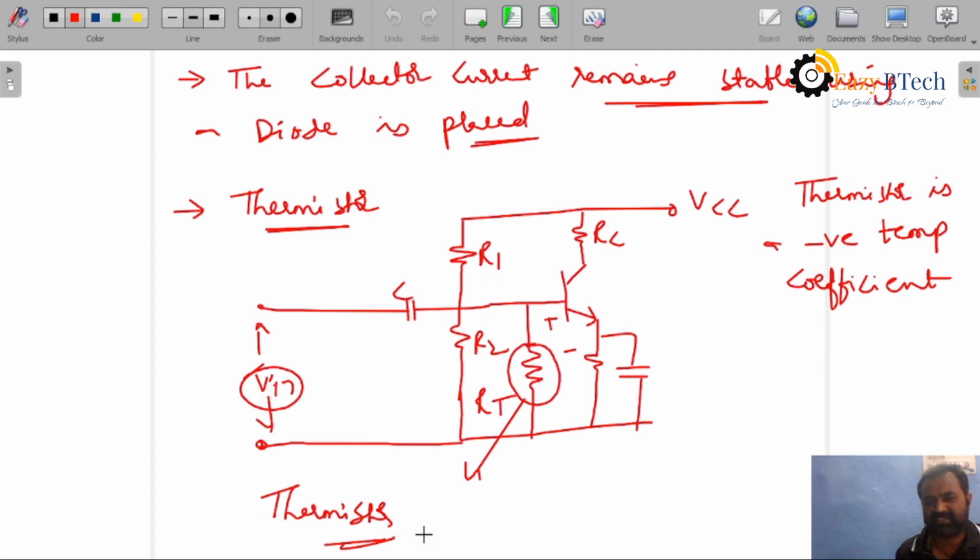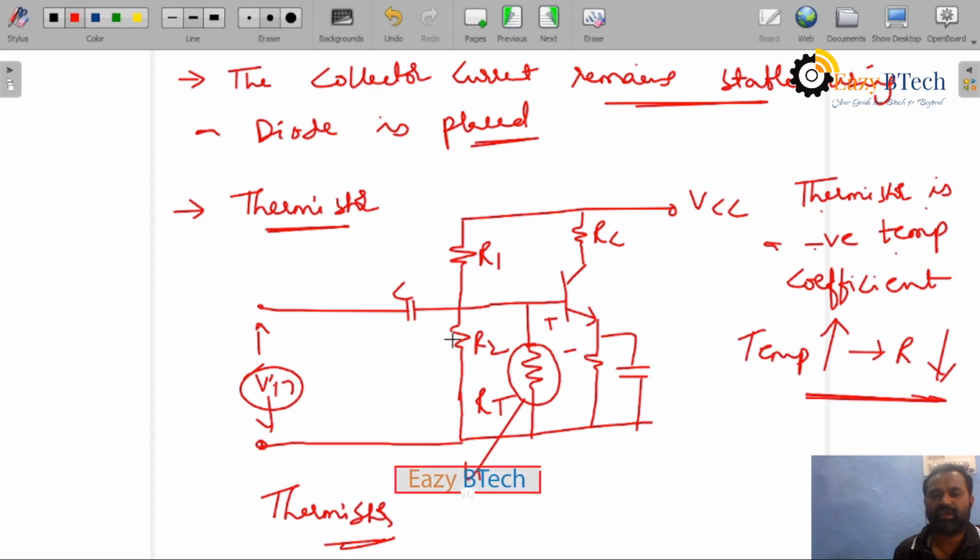Thermistor is nothing but a thermal resistor. A thermistor has a negative temperature coefficient. As temperature increases, resistance decreases and the voltage across VBE decreases. We know from the effect of temperature, as temperature increases, IC naught increases, so IC increases. But VBE decreases, IB decreases, IC decreases. Is it clear? Like that, you can understand by connecting a thermistor across the base to emitter junction, or connecting a thermistor parallel to the R2 resistor.